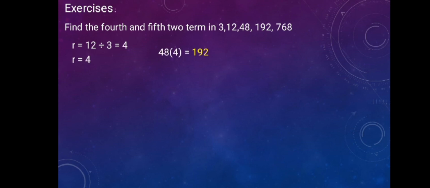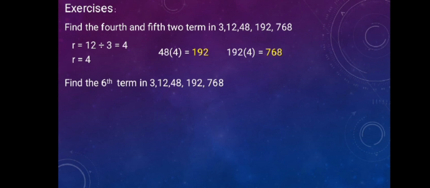So 48 times 4 is equals to 192. So this is the fourth term, the 192. And 192 times 4 is equals to 768. So the 768, this is the fifth term.